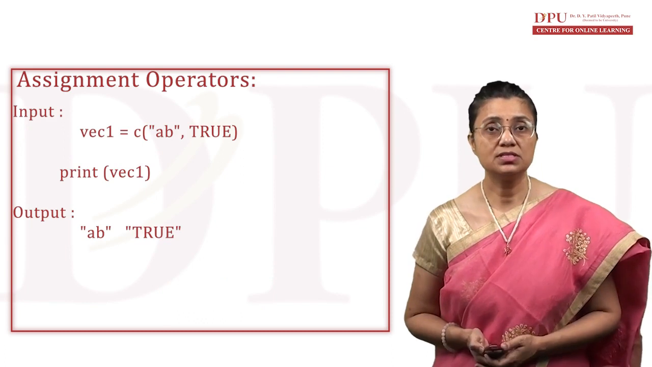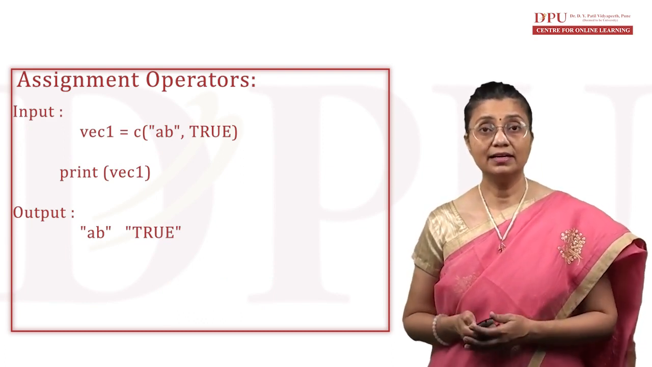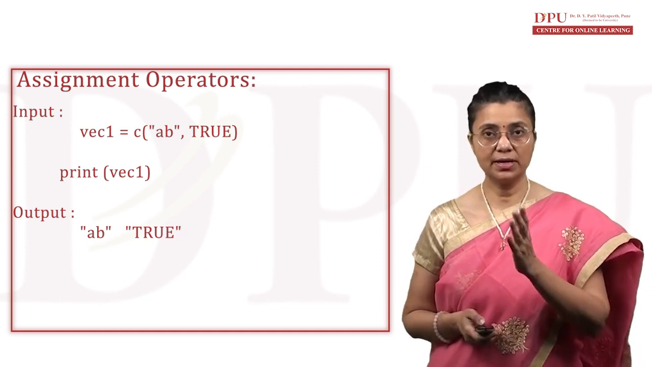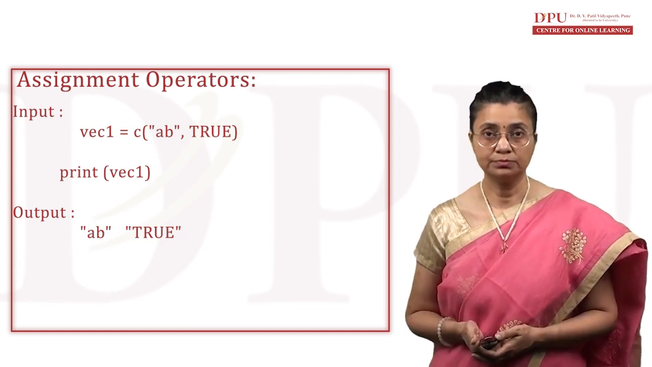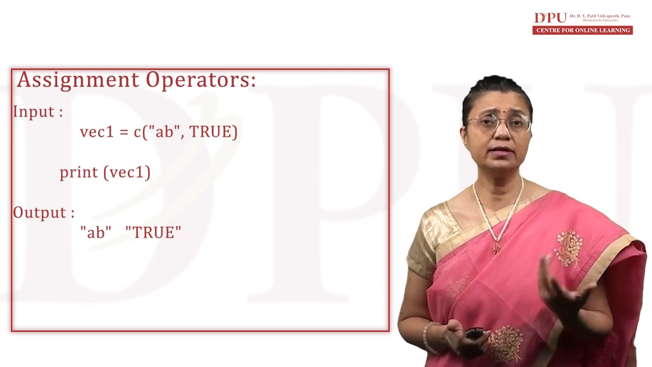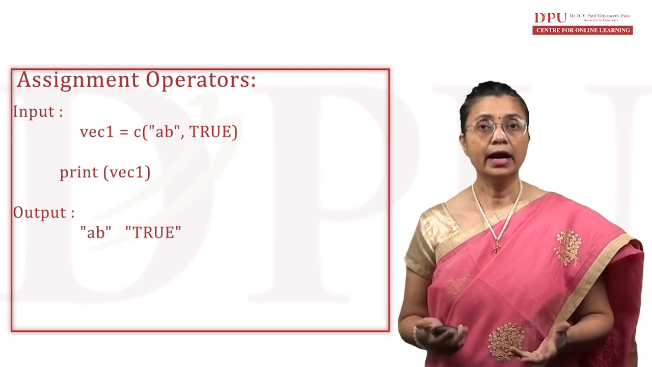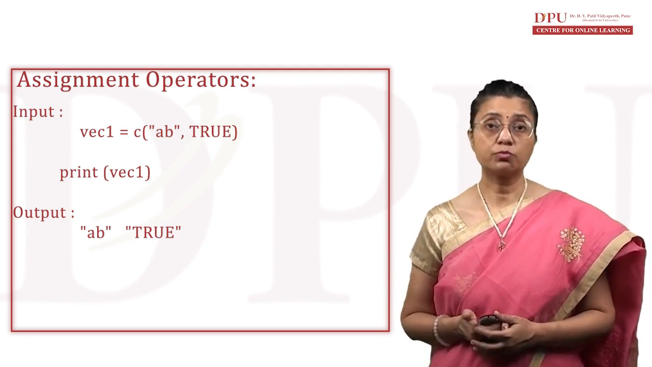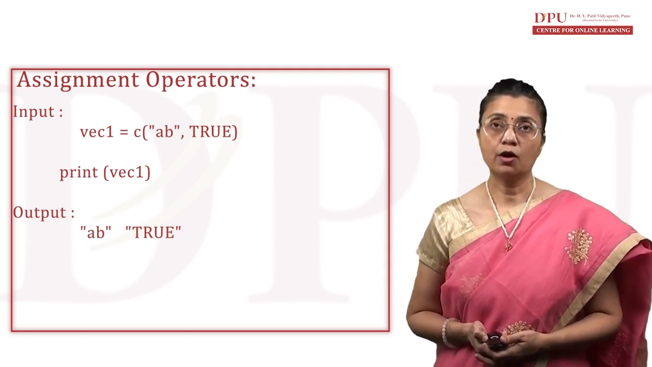Here in this example you can see vector 1 is a variable and it is assigned the values AB and true. You can see c is my function where I am passing AB and true, and the values I am storing in vector 1, and then I am printing vector 1. So now when I print vector 1, what is my output? Very simple. My output is AB and true. So these are my two values which are coming on the screen as output.